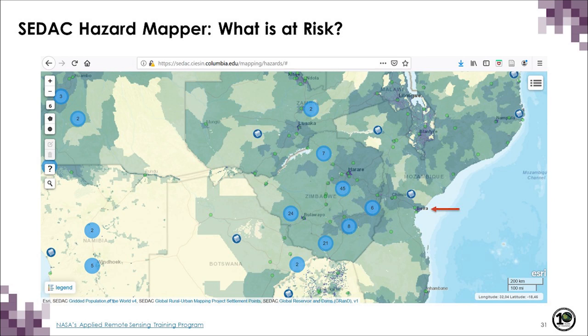Finally, we can use the hazard mapper to explore what is at risk in terms of populations, but also of infrastructure, with several layers displayed at the same time. As mentioned, the same tool is available as an app, which is an advantage for using it in the field, for example. The screenshot is centered once again in Mozambique, and the red arrow shows the location of Beira. There is also an icon showing the location of the dam and green circles indicating settlements.